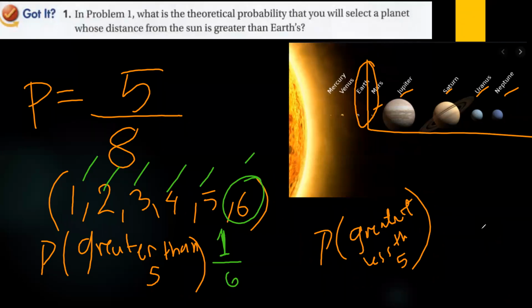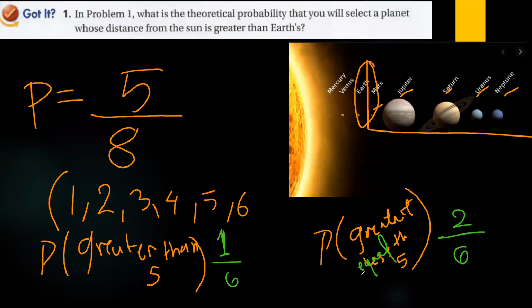Greater than or equal to 5. How many numbers are greater than or equal to 5? 5 and 6. So we have 2 numbers over 6. I mean, if you have greater than 5, don't count number 5. But if I say greater than or equal to 5, count number 5. Is it clear? Yes, Miss. Okay.